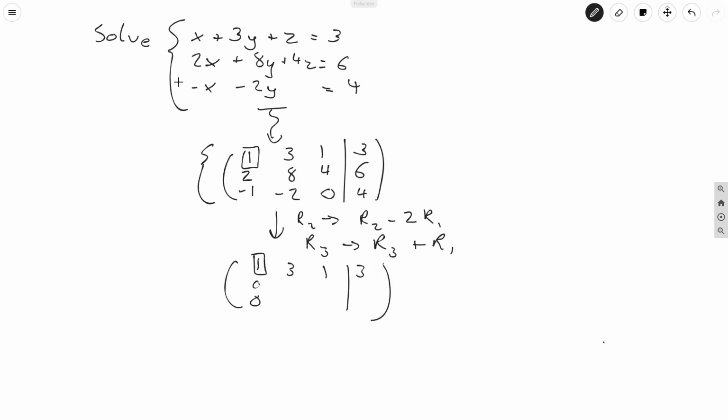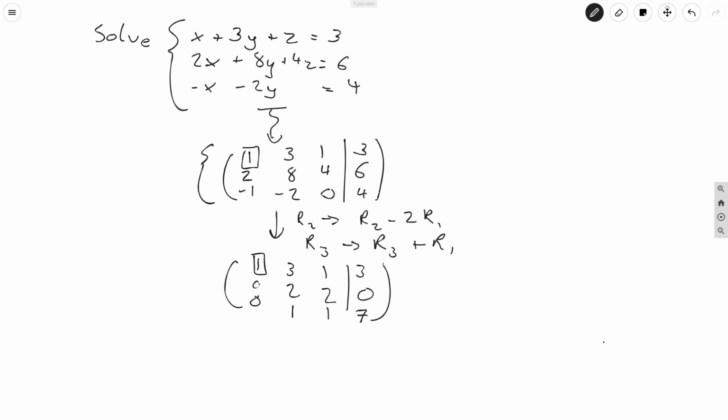So row 2, we're subtracting off 2 copies of row 1. So this is 8 minus 2 times 3 is 2. And 4 minus 2 times 1 is 2 as well. 6 minus 2 times 3 is 0. And then let's look down here. We are adding row 1 to row 3. So we get minus 1 plus 1 is 0 indeed. Minus 2 plus 3 is 1, and 1 plus 0 is 1. And 3 plus 4 is 7.